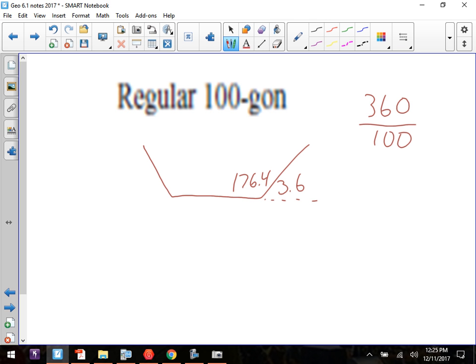Now, you're never going to go out and make a 100-gon, because that's kind of goofy. But we'll probably do a pentagon, a 5-sided one. That's a 20th of the way there.